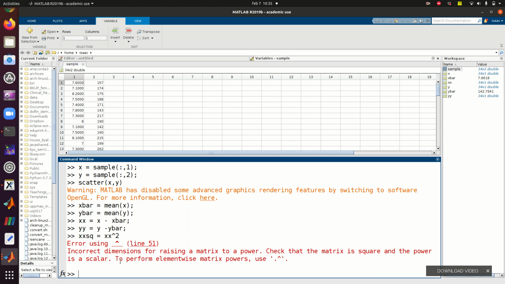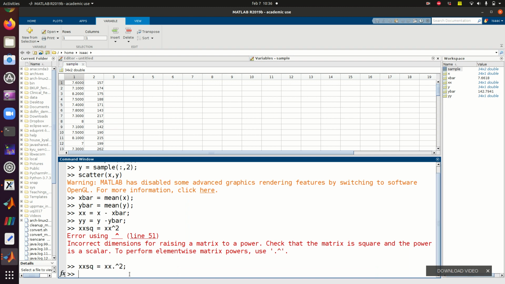To perform element-wise matrix powers we have to use this dot. That dot notation is telling MATLAB that we are going to get each value in that column and then square it. Now suppress the output, and we have no error here.